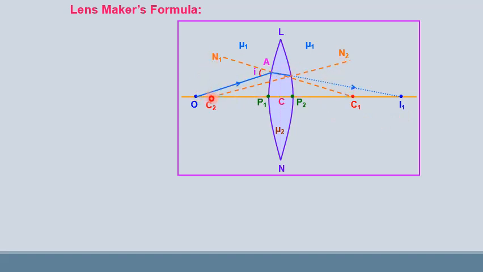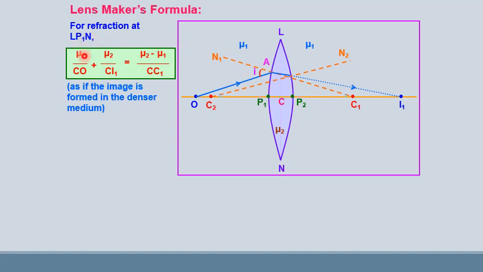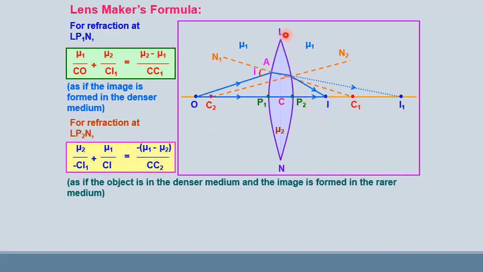Now this image I1 will act as a virtual object for the second surface. For refraction at LP1N, we can write mu1 upon CO plus mu2 upon CI1 is equal to mu2 minus mu1 upon CC1, as the image is formed in the denser medium. Now again we can see for refraction at LP2N, from this diagram we can write mu2 upon minus CI1 plus mu1 upon CI is equal to minus bracket mu1 minus mu2 upon CC2, as the object is in the denser medium and the image is formed in the rarer medium.